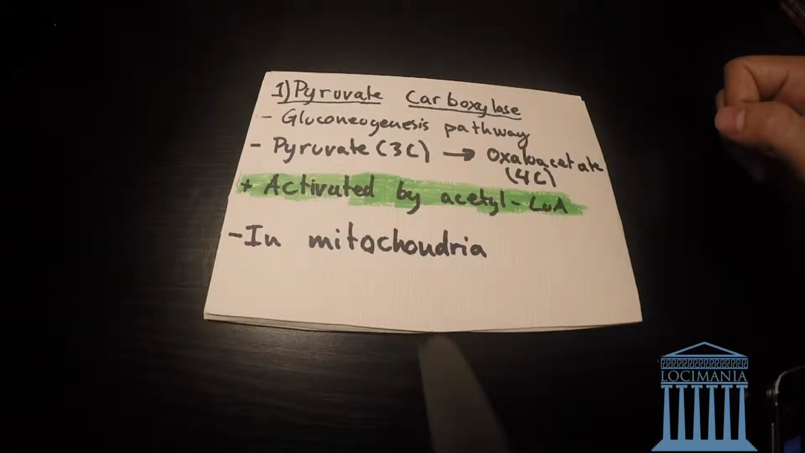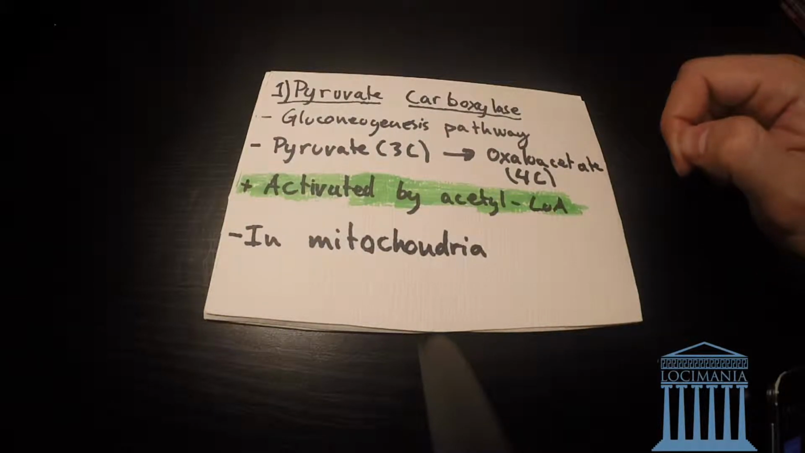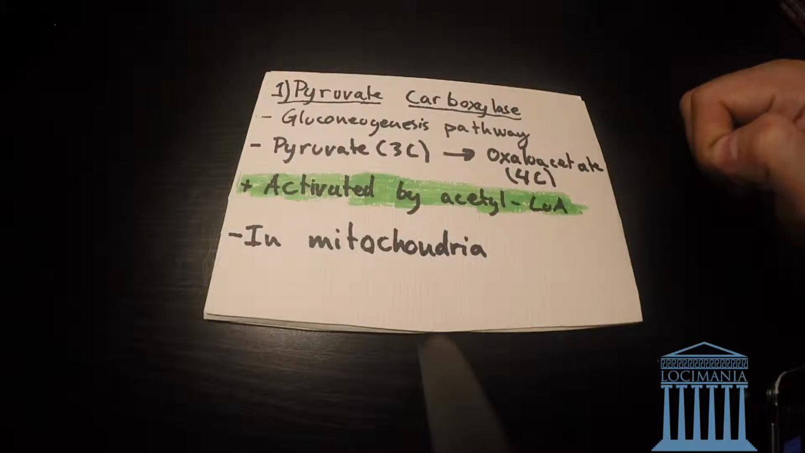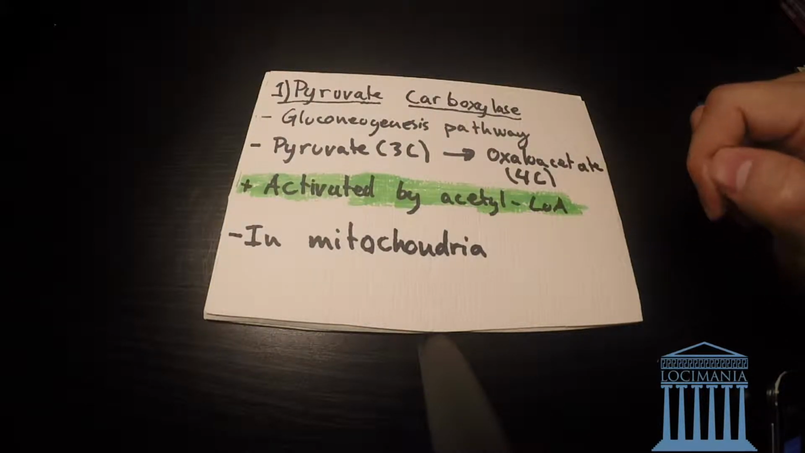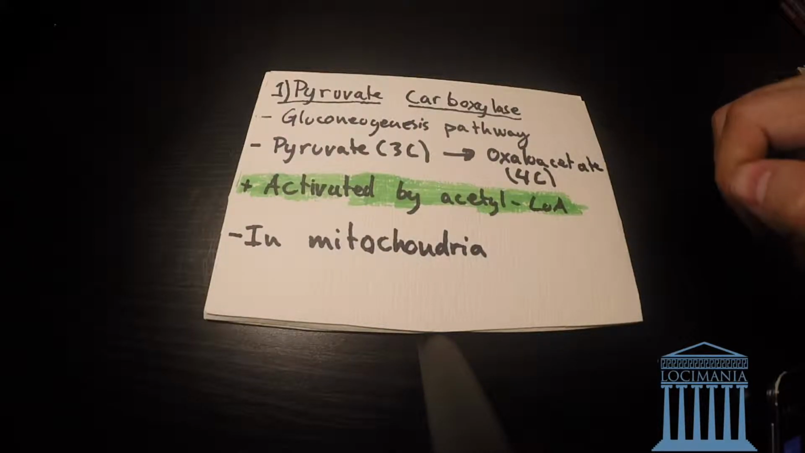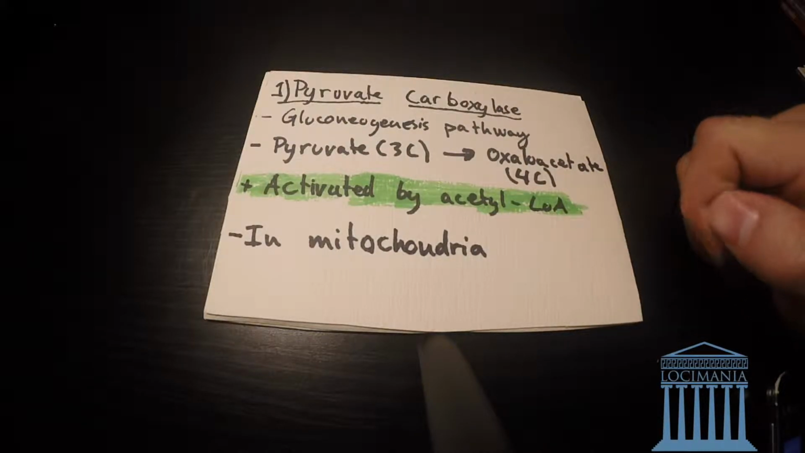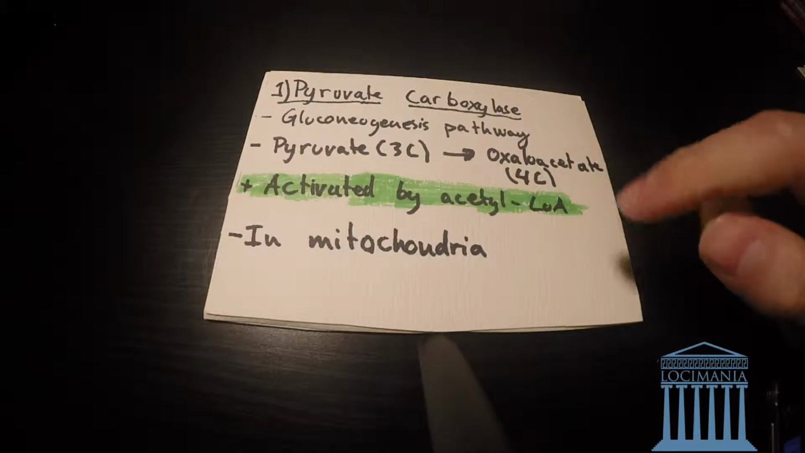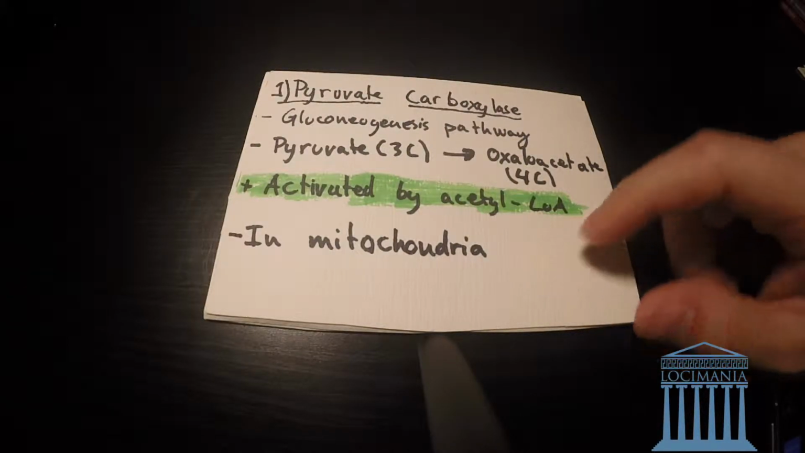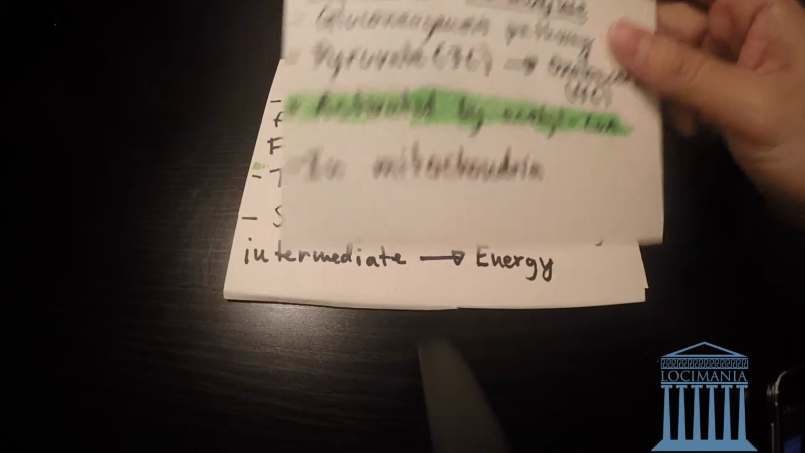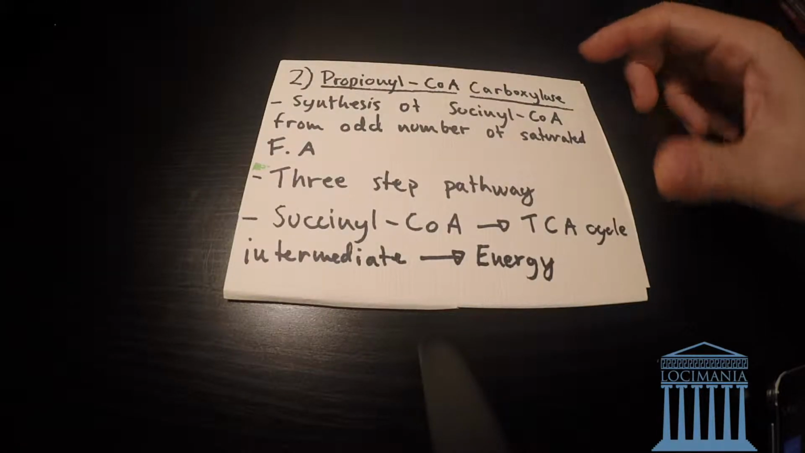First one, pyruvate carboxylase. It's in the gluconeogenesis pathway. It converts pyruvate, which is a 3-carbon, to oxaloacetate, a 4-carbon. It is in the mitochondria, and it is activated by acetyl-CoA from beta oxidation of fatty acids.